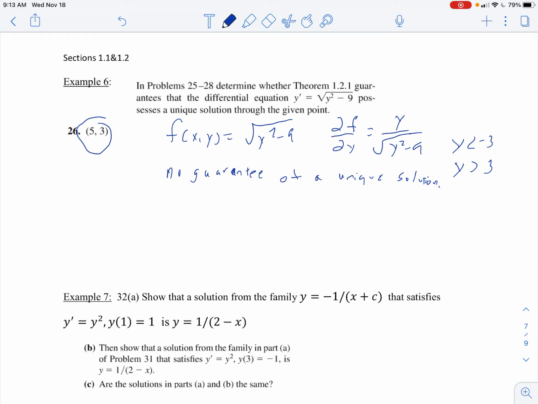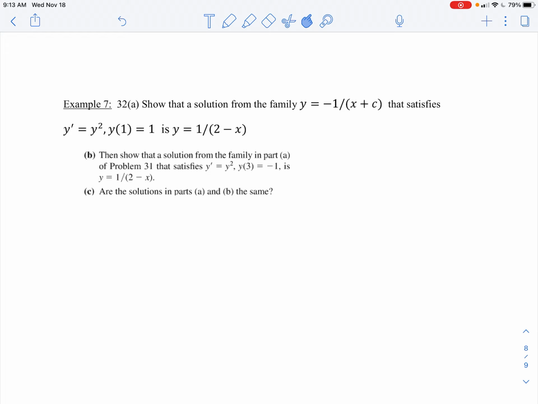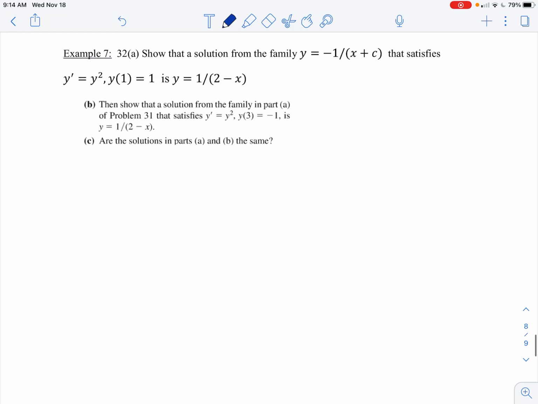All right. So yeah, that's all you have to do. You just have to find where we would have a unique solution. So the last one showed that a solution from the family y equals -1 over x plus c satisfies y prime equals y squared. So we're given the solution to A. Here's our solution, and what we want to do is determine if y sub 1 equals 1, at y sub 1 equals 1, we're going to find c, and we're going to see if that actually is y equals 1 over 2 minus x. So we're just going to plug in real quick to our solution.